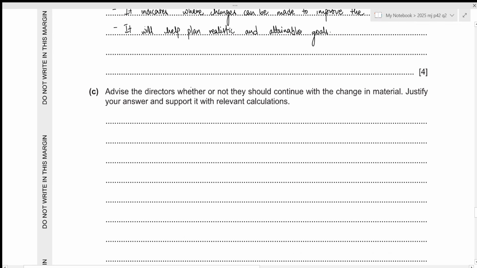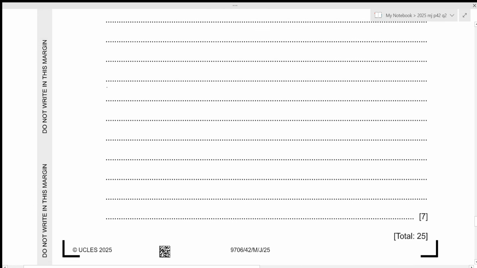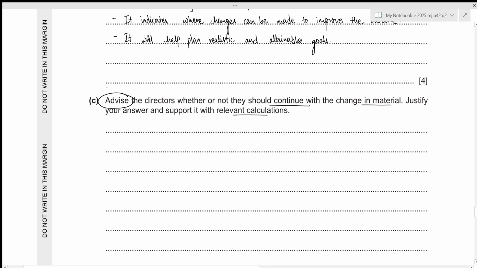Now we need to advise the directors whether or not they should continue with the change in material. We need to justify our answer and support it with relevant calculations as well. So this is advice. So we need to have one final decision, and this is of 7 marks. So we need 6 different comments as well. Now the very first thing we can do is do our calculations. And in this case, the impact will just be in the reduction of profit.